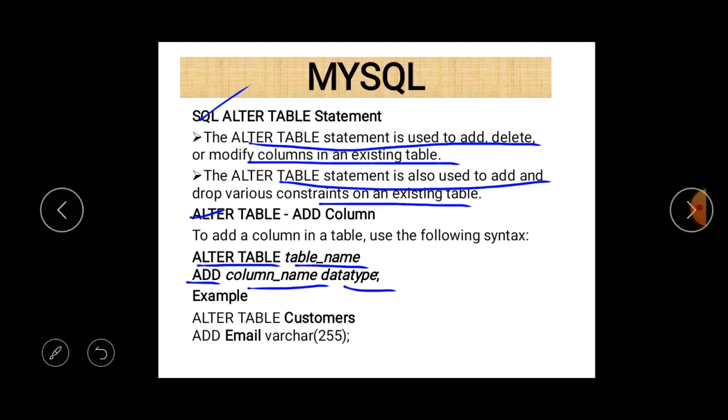For example, if there is a table named customers and we want to add a column named email, we write alter table customers add email, and the type of the email is varchar, so we write varchar with a size of 255 characters. In this way we are able to add a new column in the customers table, and the new column is email, of type varchar with size 255.